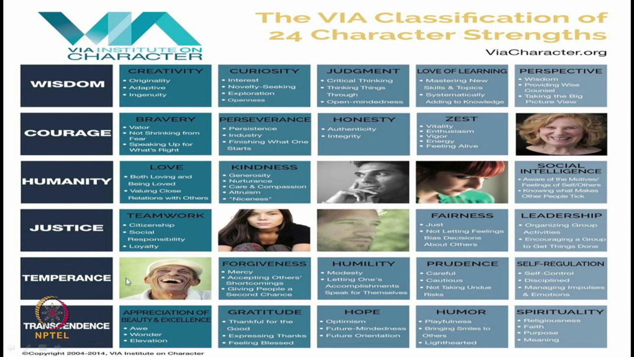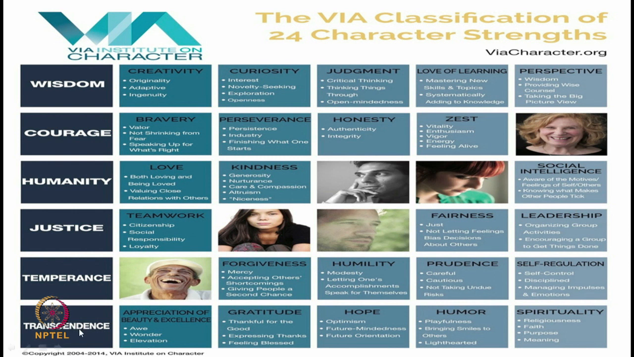For temperance, it is forgiveness. It means mercy, accepting others' shortcomings, giving people a second chance. Next is humility. It means modesty, letting one's accomplishments speak for themselves. Prudence is the next character strength: careful, cautious, not taking undue risk. Self-regulation is the last one, and it is defined by self-control, disciplined, managing impulses and emotions.